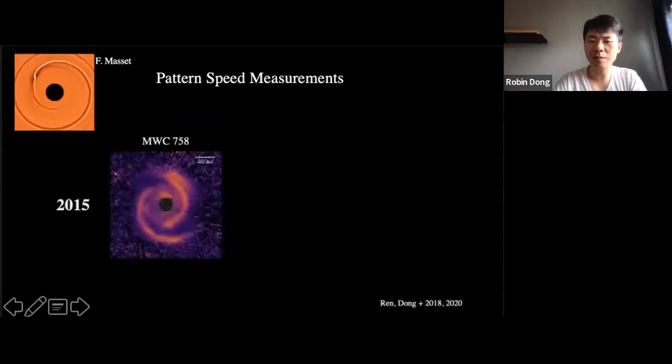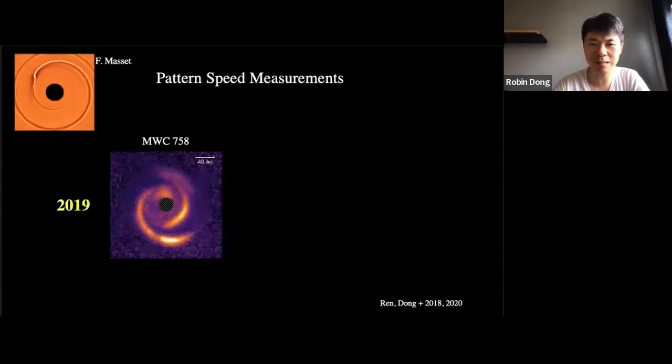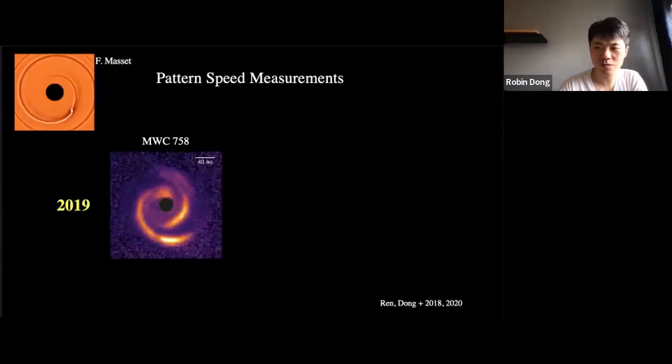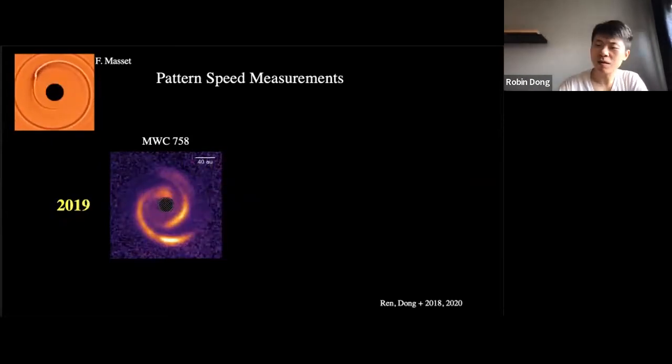Here's a scattered light image of MWC 758 taken in 2015. Actually, Bing Ren at Caltech went back to the disk after 4 years and took another image of the system at the same wavelength. And here's a new image in 2019. So ignore the change in the illumination pattern for now. Here's a simple question: have the spirals rotated? It's hard to tell by eye.